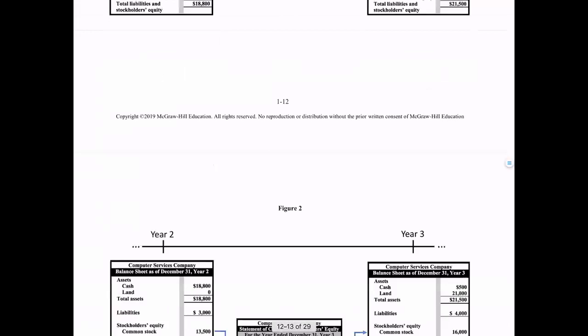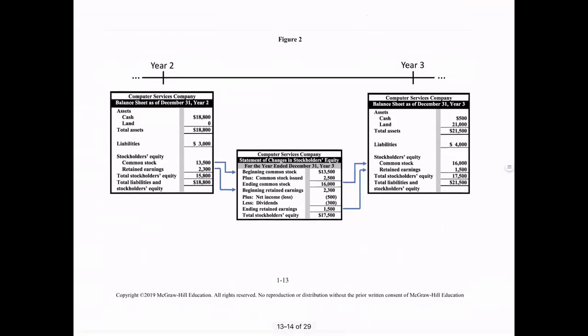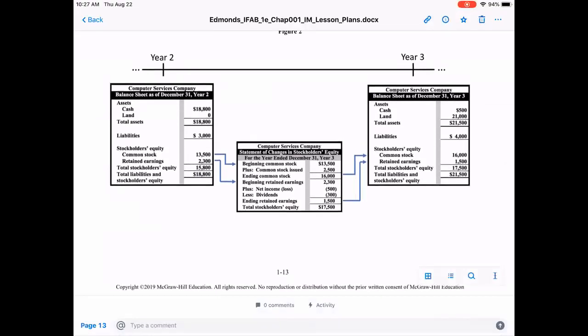To give you a better understanding of the differences between year 2 and year 3, we start off with the balance sheet that we just had up at the very beginning. And then we also have the balance sheet from year 3, but right here in the middle we have this computer services company statement of changes in stockholders' equity. This is interesting because we can see the common stock balance of $13,500. It actually starts as our beginning balance of common stock, $13,500.